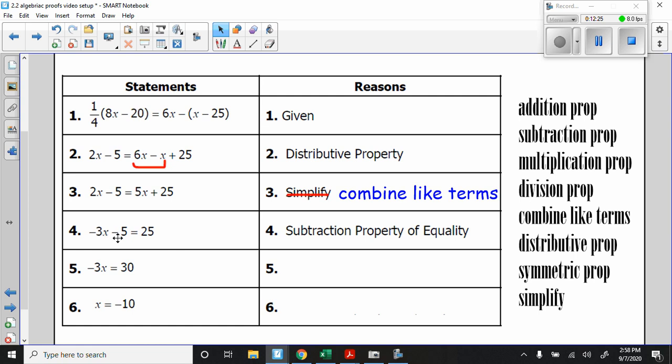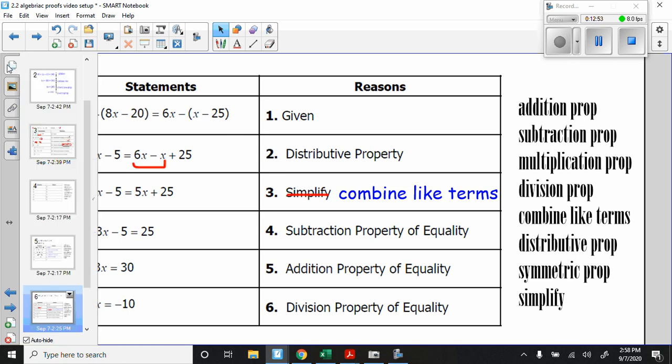Okay, and now I think this equation gets pretty simple. We're going to add 5 to both sides to isolate the -3x, addition property of equality, and to get x by itself, we would divide, and that makes it division property of equality there. So I hope that helps. We're going to do some simple ones together. We're not going to get too crazy. And that's the end of video 2.2.